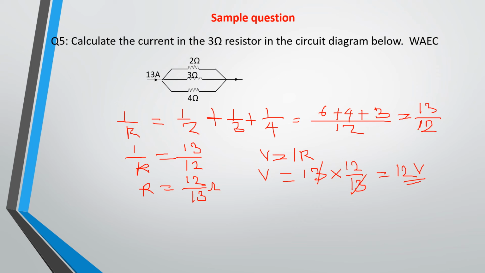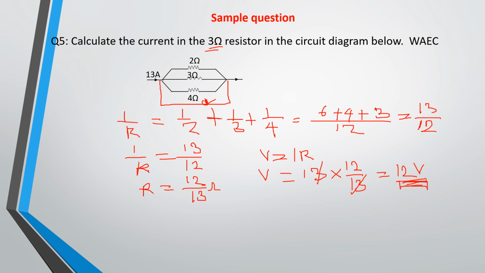Okay, so your V is equal to 12 volts. Now we are asked to find the current through the 3 ohm resistor. So since you know that your V is 12 volts, that is your PD is 12 volts, and don't forget that for a parallel arrangement, the potential difference is the same. I hope you remember that. Okay, so the potential difference is the same.